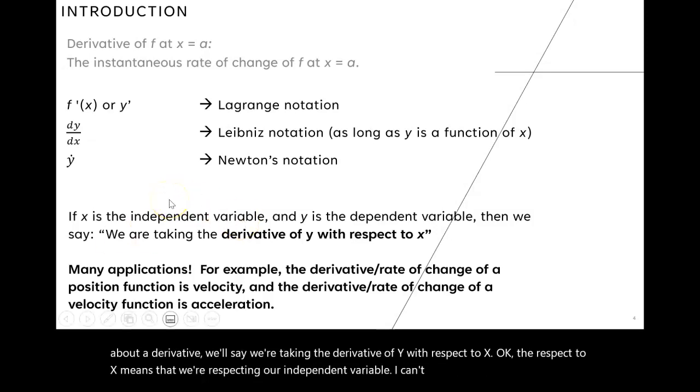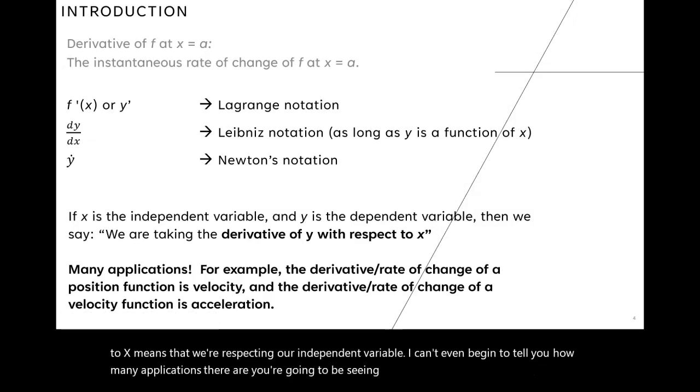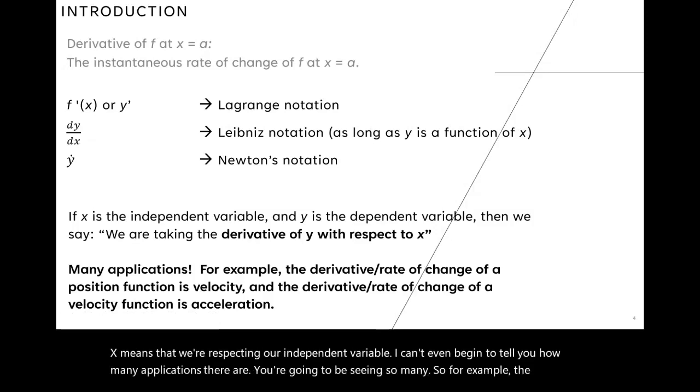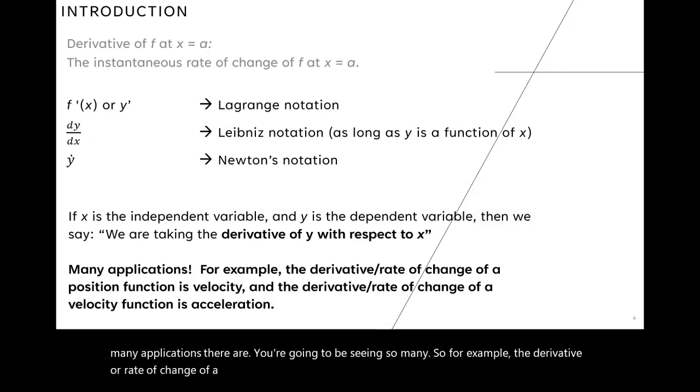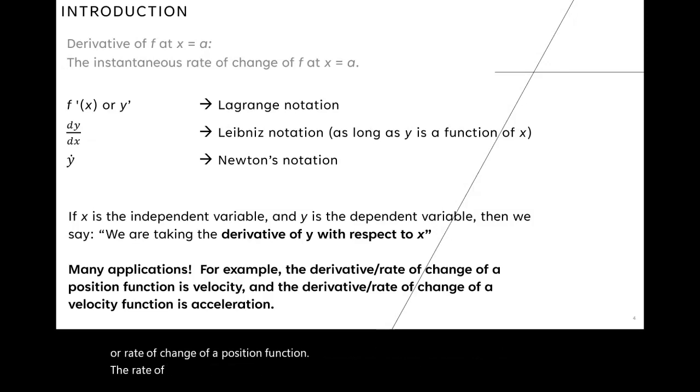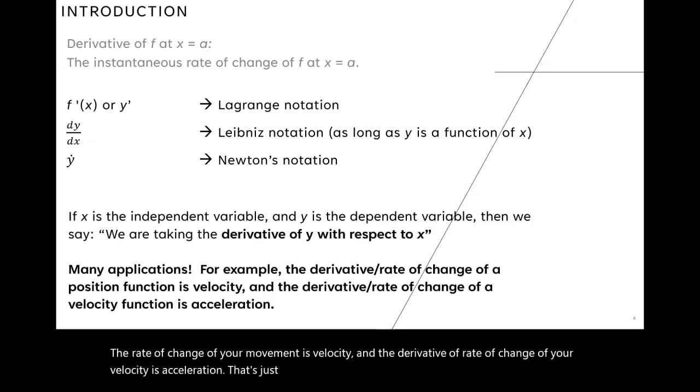I can't even begin to tell you how many applications there are. You're going to be seeing so many. So for example, the derivative or rate of change of a position function, the rate of change of your movement, is velocity. And the derivative or rate of change of your velocity is acceleration. That's just one example. We're going to spend a good deal of time talking about how position, velocity, and acceleration all relate to each other.